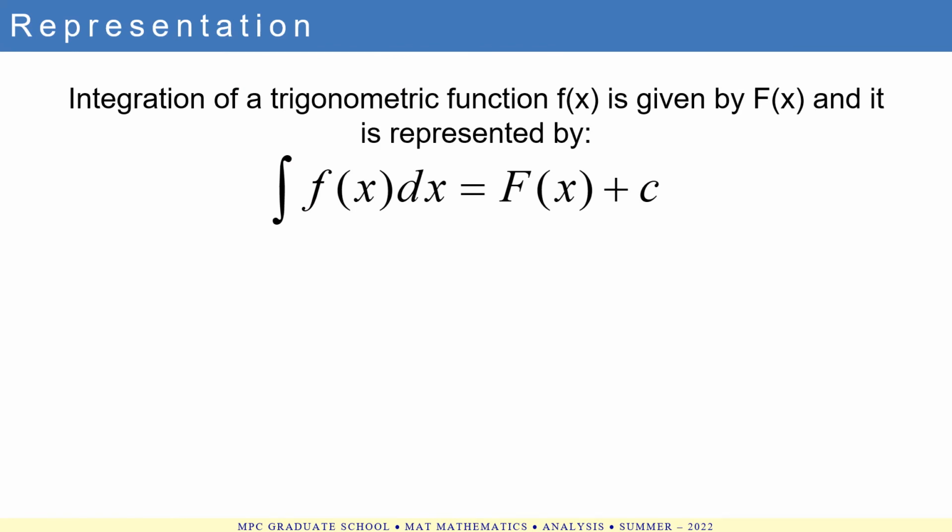Integration of trigonometric functions involves basic simplification techniques. These techniques use different trigonometric identities which can be written in an alternative form that are more amenable to integration. That's why we recall our trigonometric identities. So the integration of a trigonometric function little f of x is represented by the integral of f of x with respect to x equals capital F of x plus c.